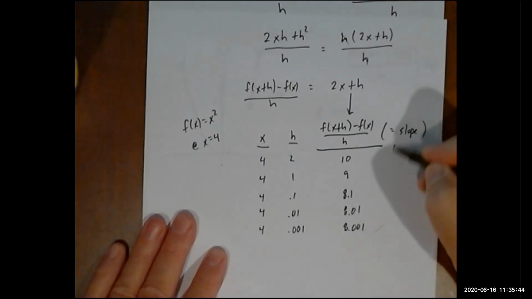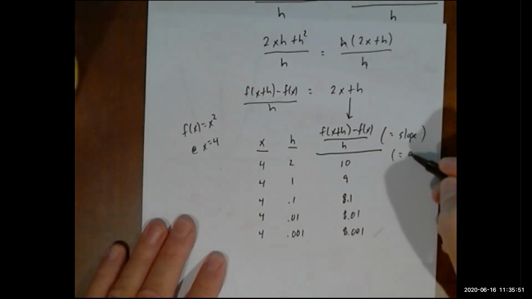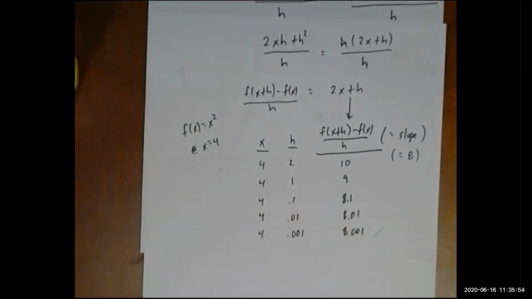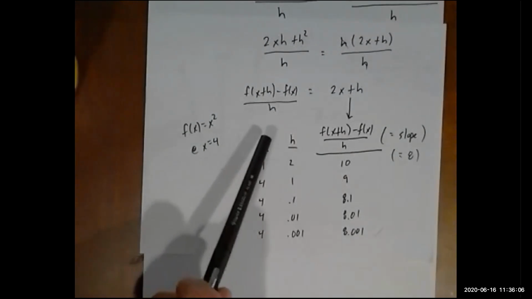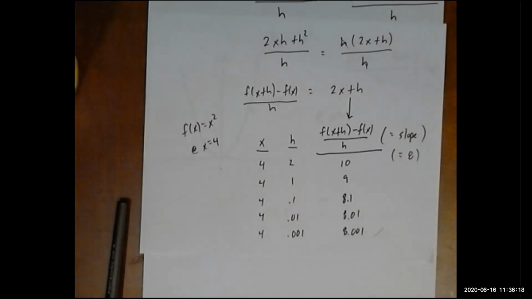You know what that means really? For this function at x equals 4, we're going to say the slope is going to be 8. That's what we're trying to show here. This difference quotient is a way to calculate the slope at a certain x and h. And as h gets smaller, this calculation becomes a more accurate number for the slope, and we can see that it's 8.